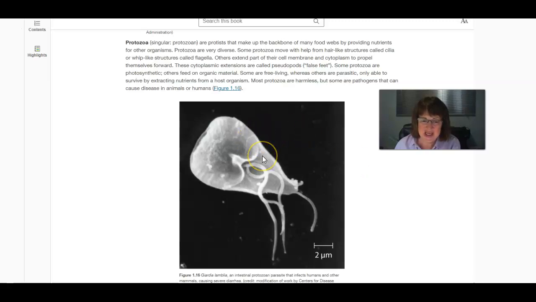This is Giardia, which is an intestinal one. You may have heard of beaver fever, and this protozoan will cause diarrhea. There's also an amoeba, which you can get in bad water, which will give you amoebic dysentery. And another one is the protozoan that is transferred through mosquitoes that gives malaria.